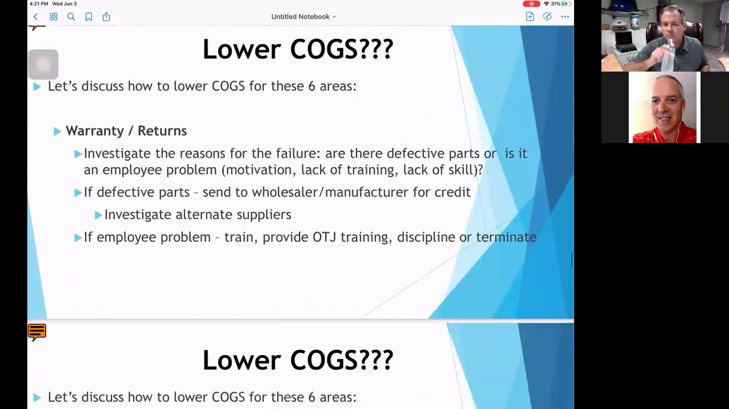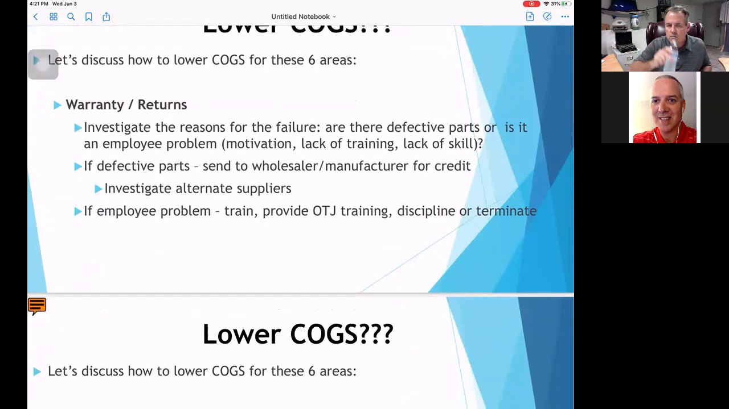Warranty and returns. When things get returned to you for failure, find out what it is. Was it your fault? Did you install it right? Was the part defective? In which case you get the money back from the supplier.